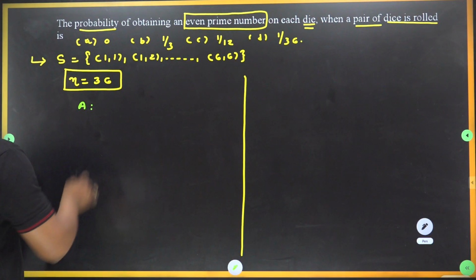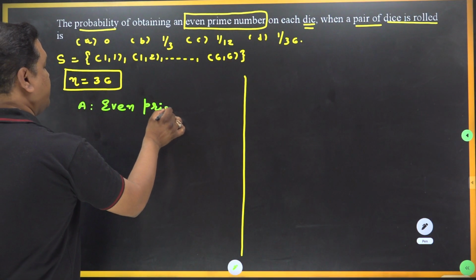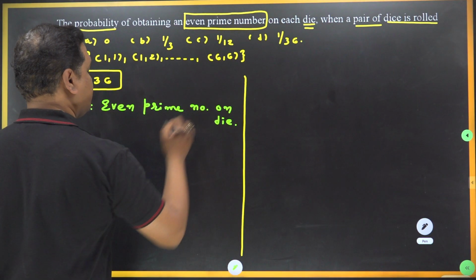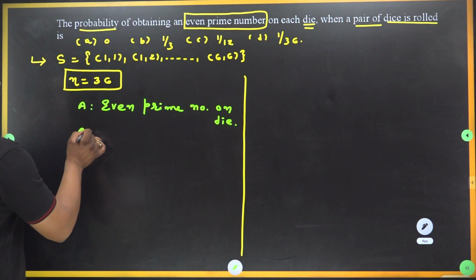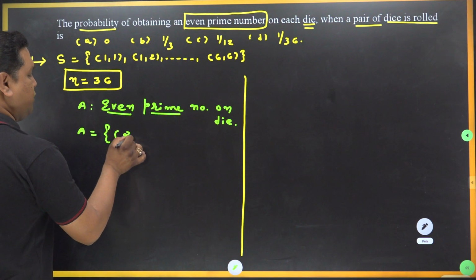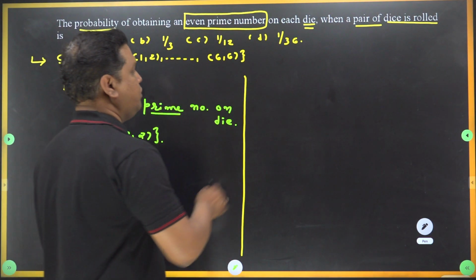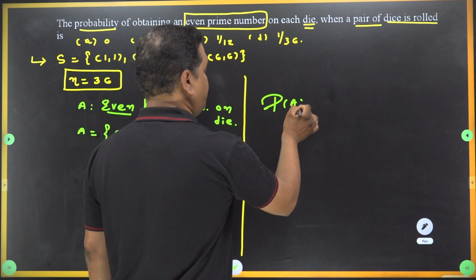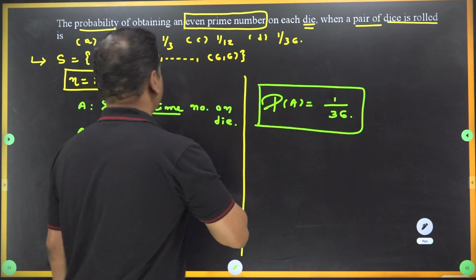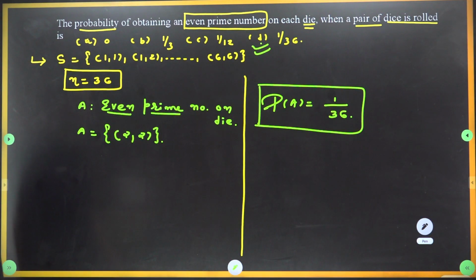Event A, even prime number on die. Even चाहिए, prime number चाहिए, तो there is only one element, 2 2. So now P of A, only one element out of 36. तो suitable option is option D. देख लीजिए एक बार.